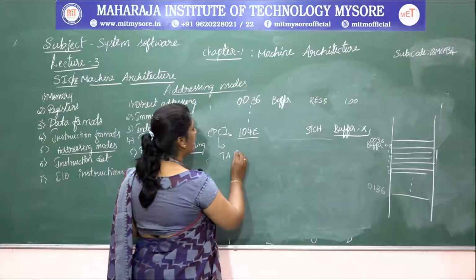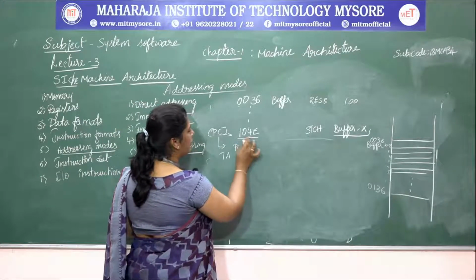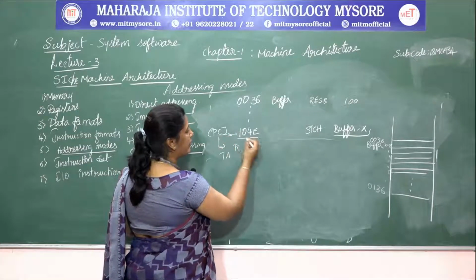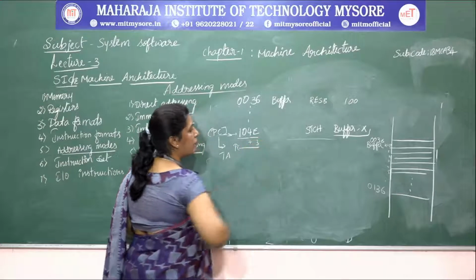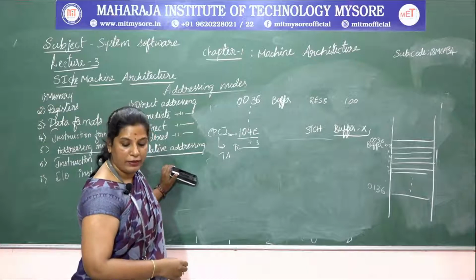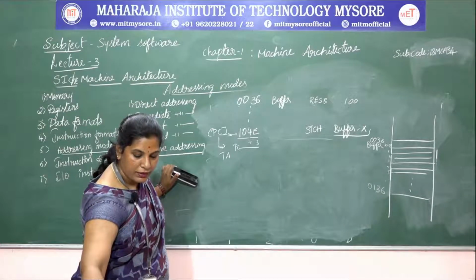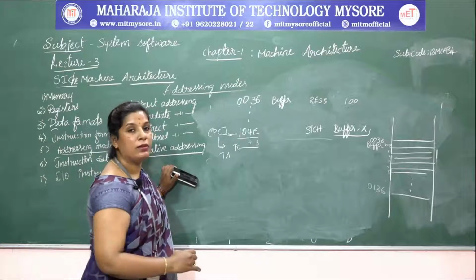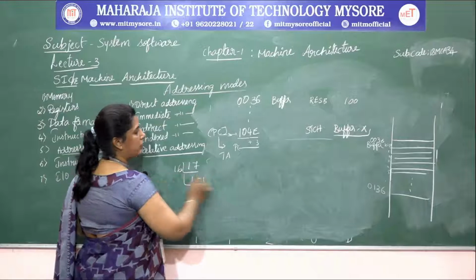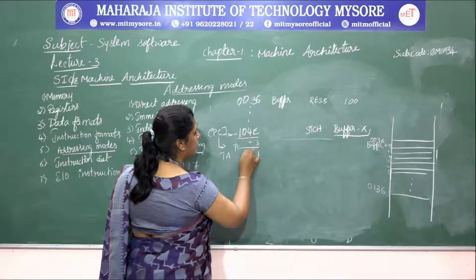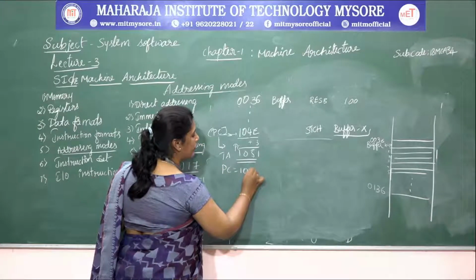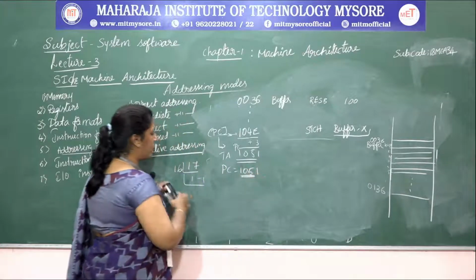So here, what is the program counter value at that time? The program counter is pointing to this instruction that is to be fetched. Immediately the program counter value is going to be incremented, so plus 3. 14 plus 3 is 17. So now the program counter value is 1051.